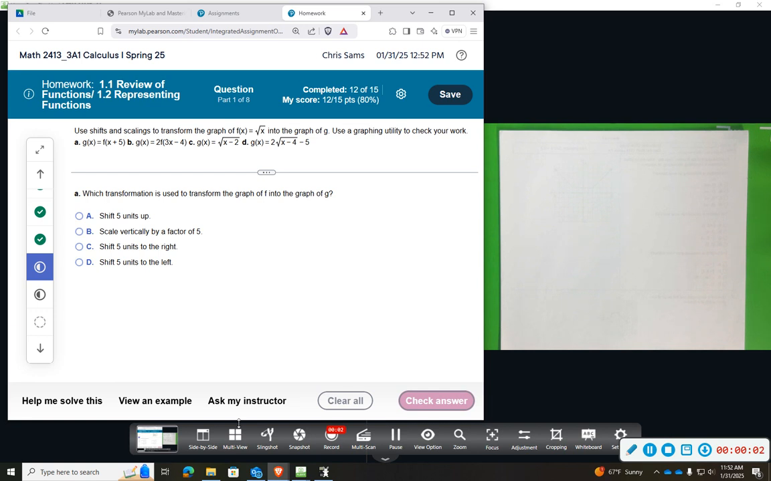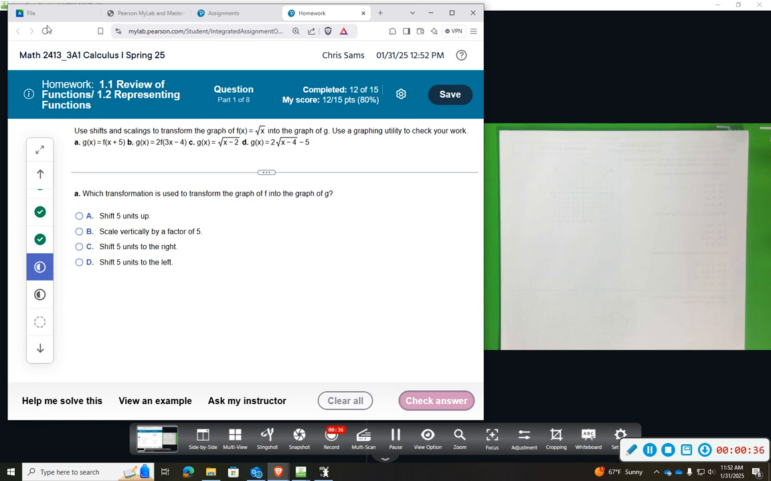All right, so number 13, we are going to be using shifts and scalings to transform the graph of f of x, or this f of the square root of x. It says you can use a graphing utility to check, but we're going to be doing 8 parts. I'll just show you with the online graphing calculator that I have the first couple, and then we will just begin to match them and kind of just eyeball it if you're familiar with each of those.